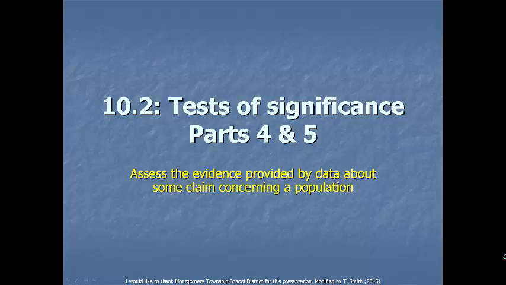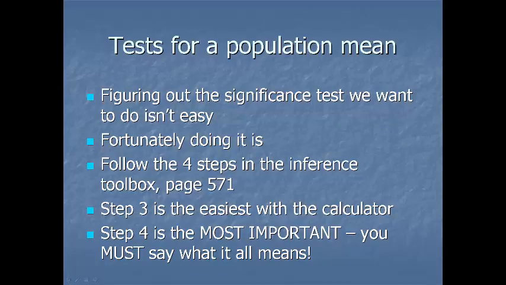This is the last installment of Tests of Significance in Chapter 10.2, Parts 4 and 5. We'll combine them together. We're going to check out the test for population mean, and figuring out what the significance test that we want to do isn't so easy. And our alternative hypothesis can rather be a challenge sometimes. But fortunately, doing the problem is rather easy.